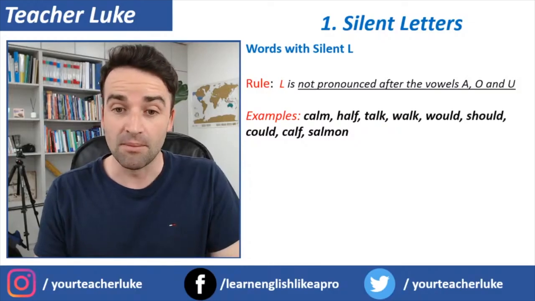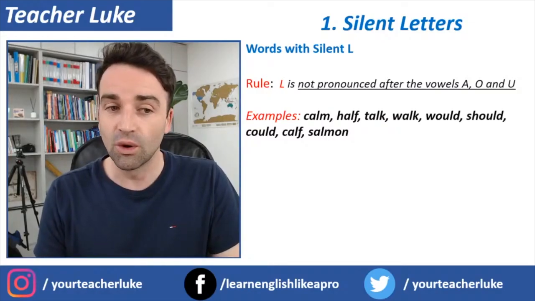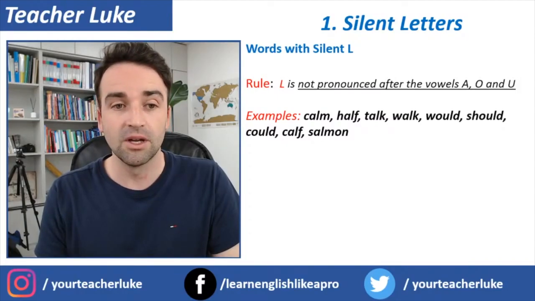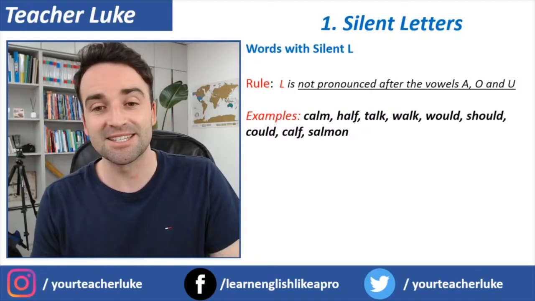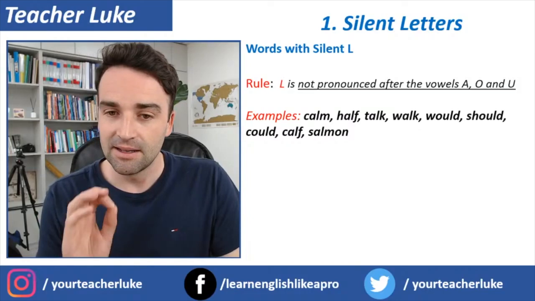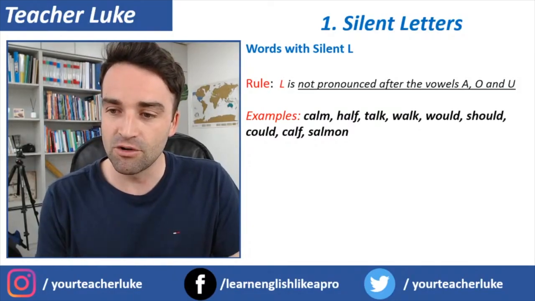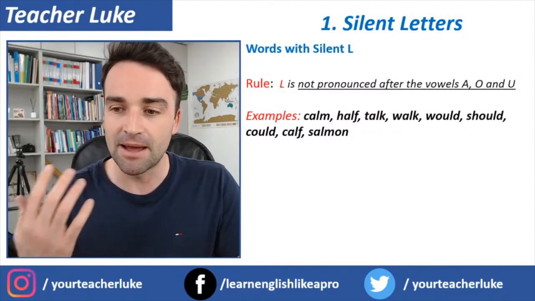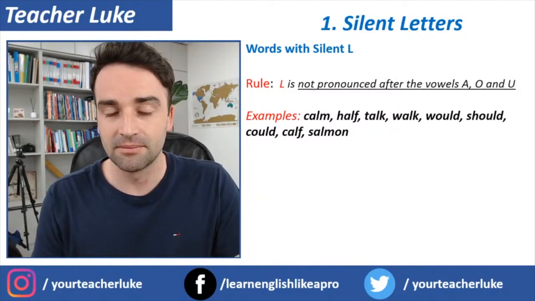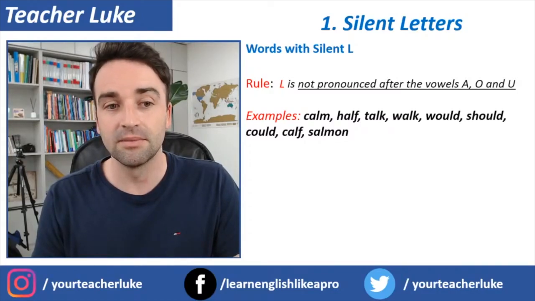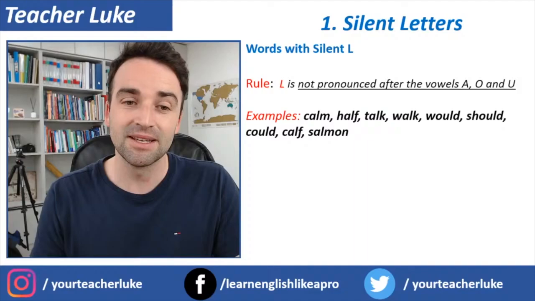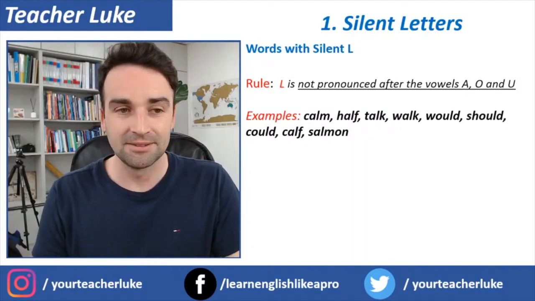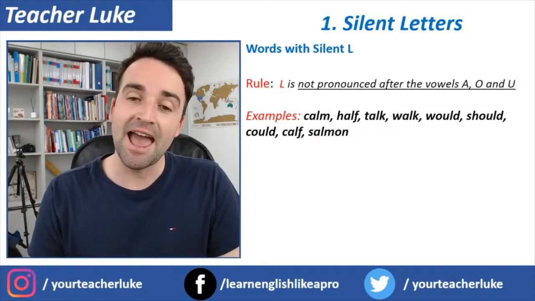Examples: calm, half, talk, walk, would, should, could, calf, and salmon. Listen again. I'll say them through, and I want you to please repeat them after me. Calm, half, talk, walk, would, should, could, calf, salmon. So these are examples when the L is not pronounced.